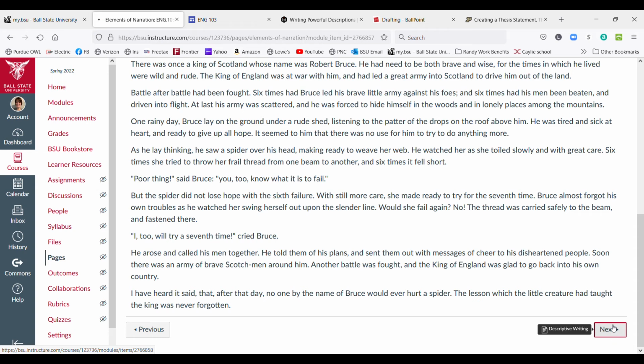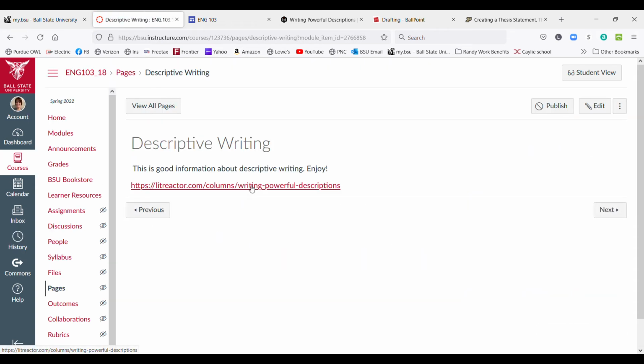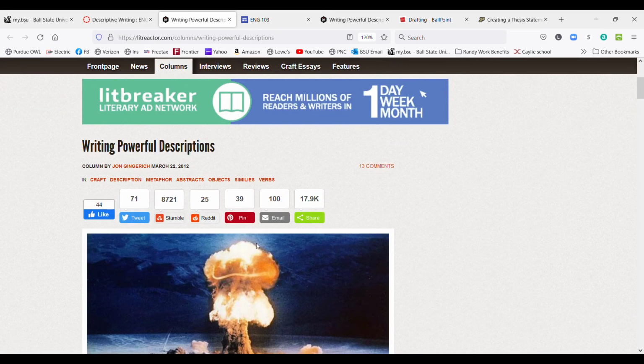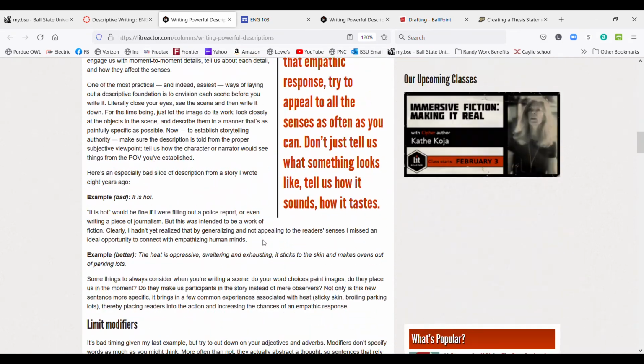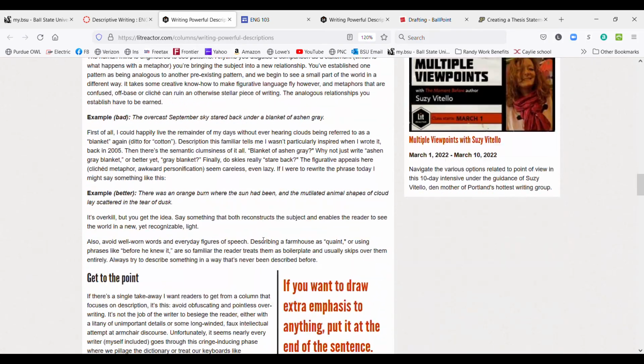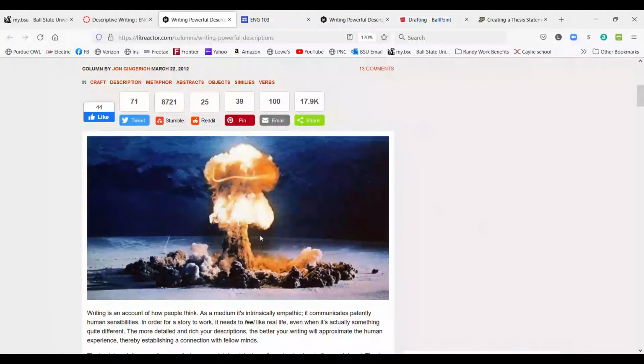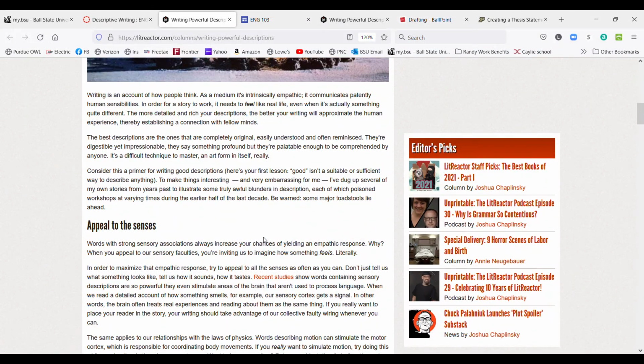The next thing is going to be about descriptive writing. So this is just another very short article. It's not long at all. This is it. Okay. It gives examples. I think it is very important for you to read it. Writing is an account of how people think. As a medium, it's intrinsically empathic. So make sure that you read through this.